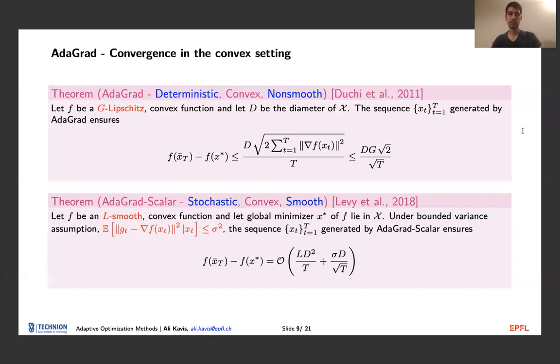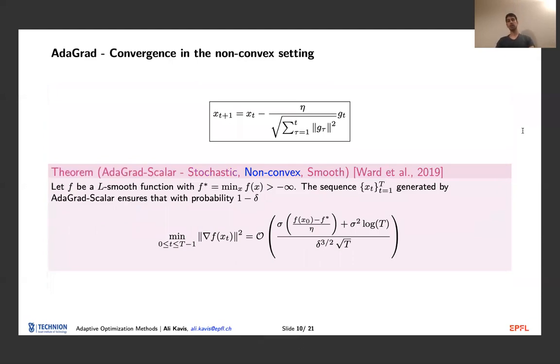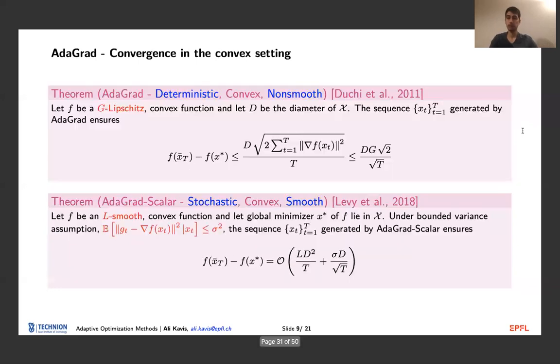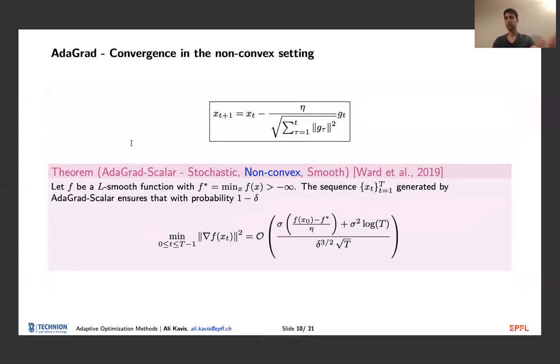And one last thing is, I would like to talk about its behavior in the non-convex setting. We won't be making the assumption of bounded domain in this setting. And we are, again, focusing on AdaGrad scalar. By the way, this result is for AdaGrad scalar, but I believe similar results may be shown for AdaGrad itself. So again, here we have AdaGrad scalar, and our function is now non-convex, it's smooth, and our gradient estimates are stochastic. And the one thing to notice is that now our notion of convergence changed.